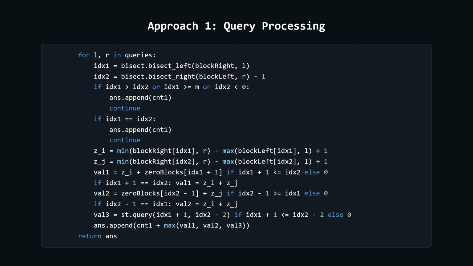For each query, we use binary search to find the first 0 block that overlaps our left edge, and the last 0 block that overlaps our right edge. We calculate their new chopped down lengths. Then we check 3 cases, combining the left block with its neighbor, combining the right block with its neighbor, or using the segment tree to find the best adjacent pair completely in the middle. We add the best gain to our ones count.